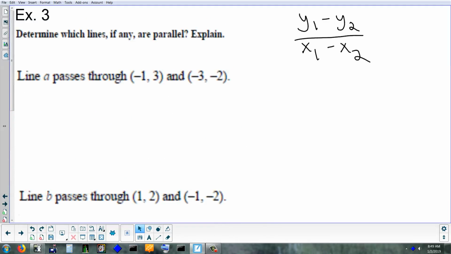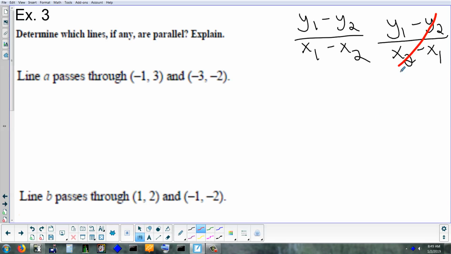You can do it the other way around as long as you're consistent. What do I mean by that? You could do y2 minus y1 over x2 minus x1. Exactly. Like Gigi said. You can't do this. Don't do this, because I have my second x coordinate first down here. You've got to be consistent.